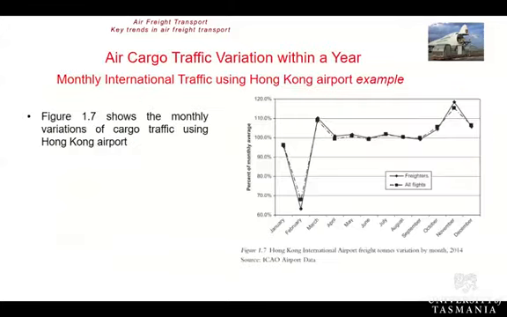Okay. So I just wanted to make a few observations in regards to whether air traffic actually varies within a year.